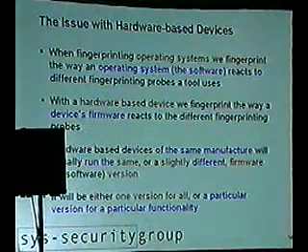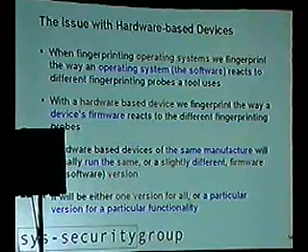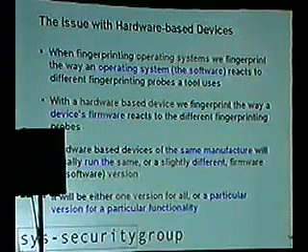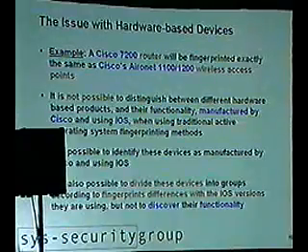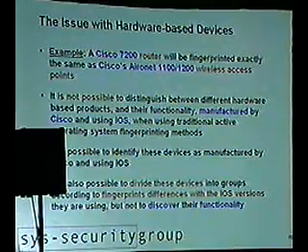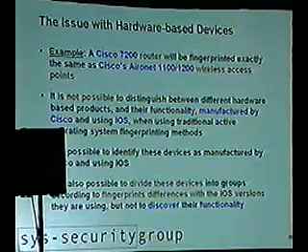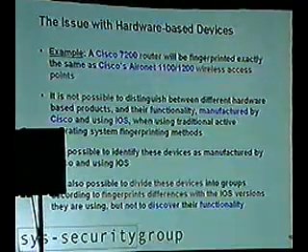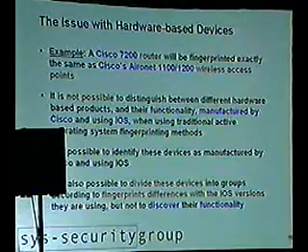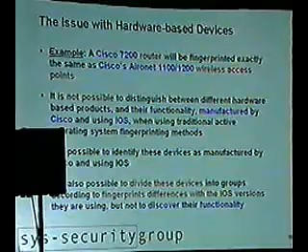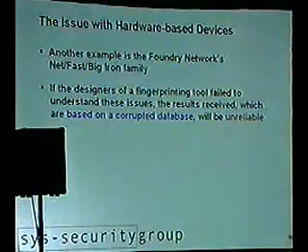This is something that not a lot of people actually understand, and what they do is they fingerprint and put in the signature database the brand of the device that was fingerprinted. For example, if we try to fingerprint a Cisco 7200 series router and a Cisco Aironet 1100 or 1200 wireless access point, guess what? They're both using IOS, so they will both be identified the same. If you don't understand how to build your signatures, then at the end of the day, the signatures that you put inside your signature database will not give you that much information.